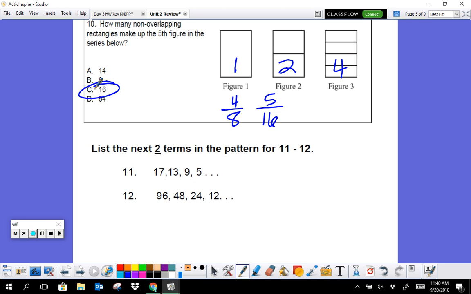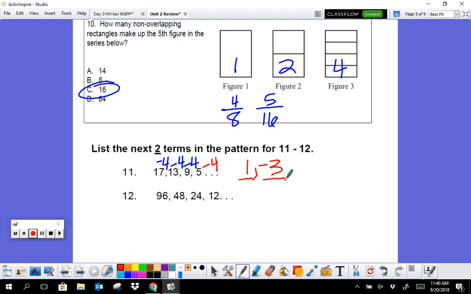The next one says, list the next 2 terms in the pattern. So a number 11, I can see it's going down by 4. Make sure you complete the pattern because the pattern may be changing. It may not be going down 4 the whole way, but this one is. So now I need to subtract 4 again. So 5 minus 4 is 1. 1 minus 4 is negative 3.